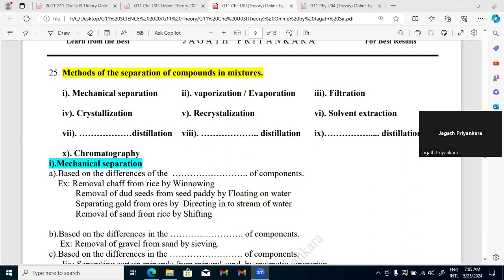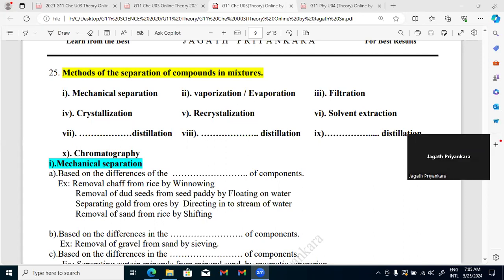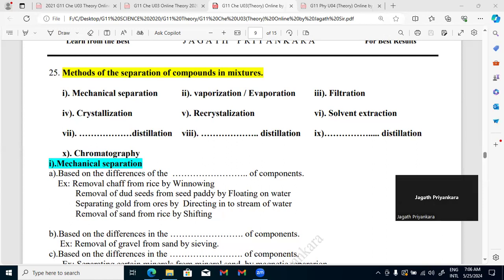Now, before I start this, the last part, students, separation of mixtures. I'll continue this one today, and then next day I'll start the fourth lesson. Methods of separating mixtures. Now, actually, there are 10 methods here, students. I have given here 10 different methods of separating mixtures.